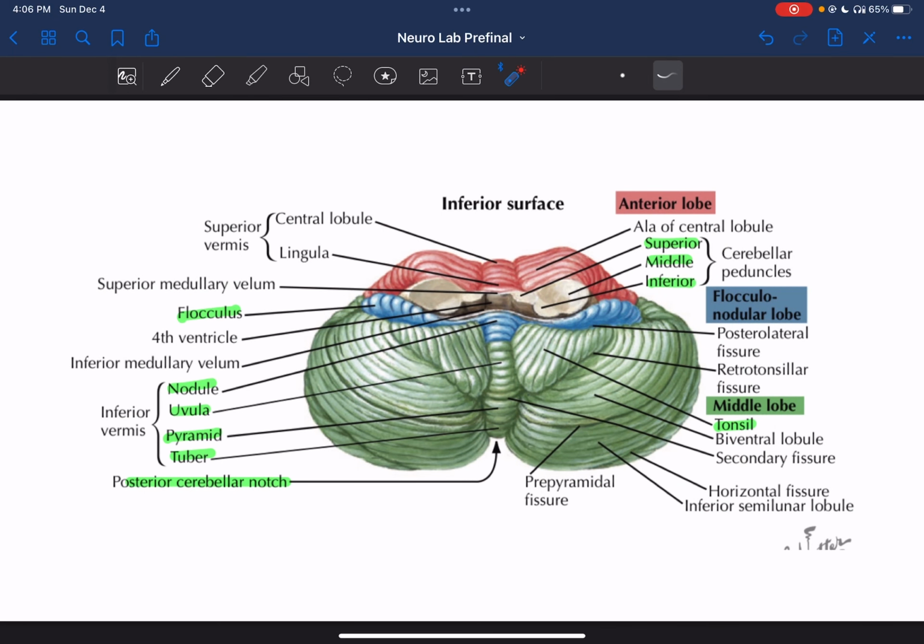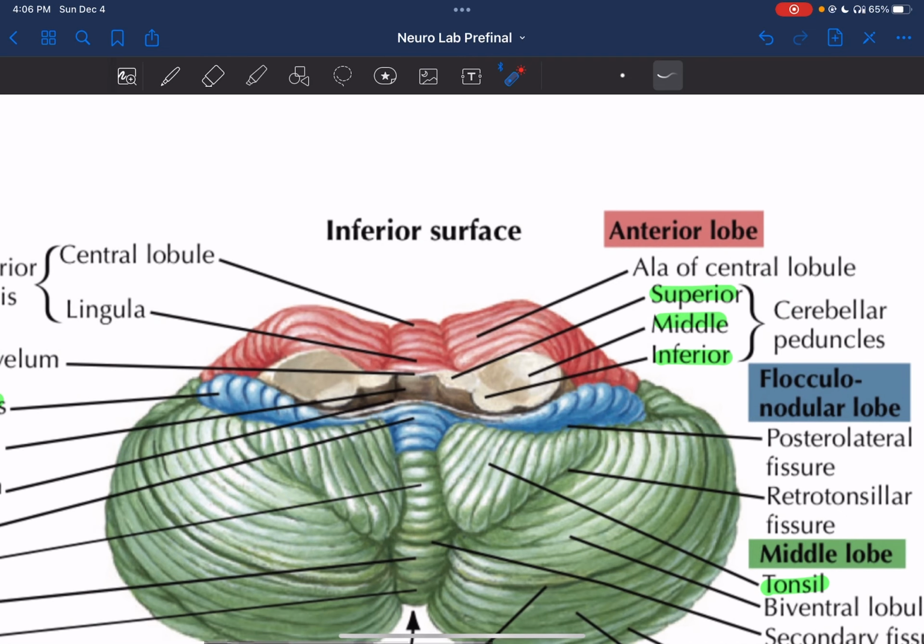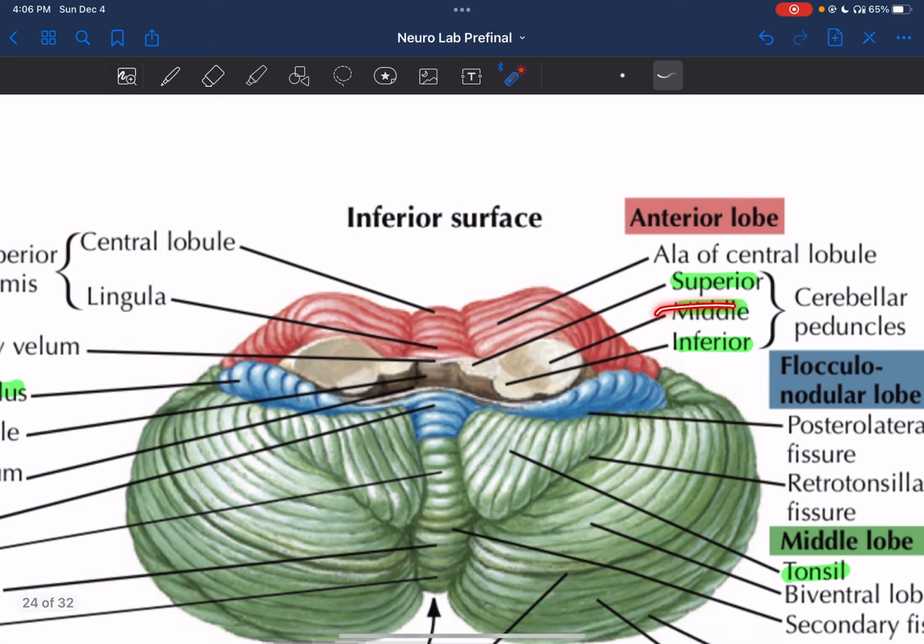In the inferior surface of the cerebellum, the major thing that you must remember is the cerebellar peduncles. A simple way to remember that is the superior cerebellar peduncle is going to be the most medial structure. The middle cerebellar peduncle is going to be the largest peduncle, whereas the inferior cerebellar peduncle is going to be the lateral one. Superior, middle, and inferior. So once you identify the superior and middle, you can just tell the other one as the inferior cerebellar peduncle.